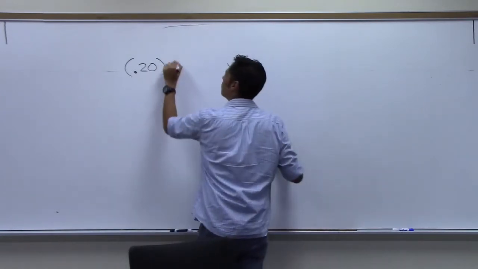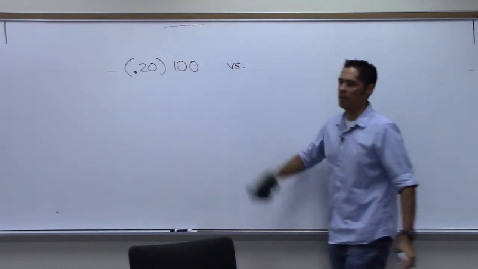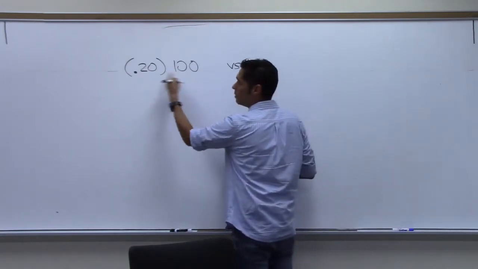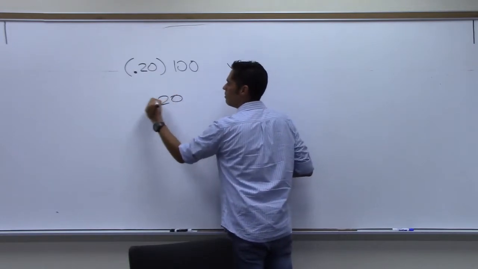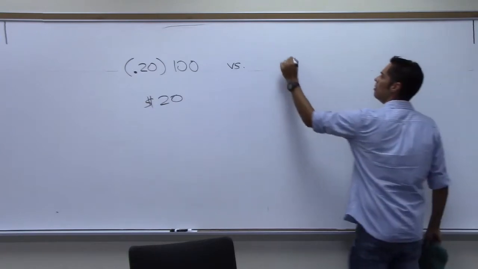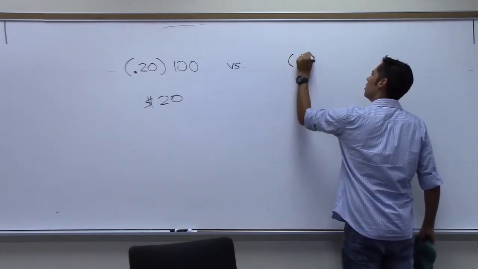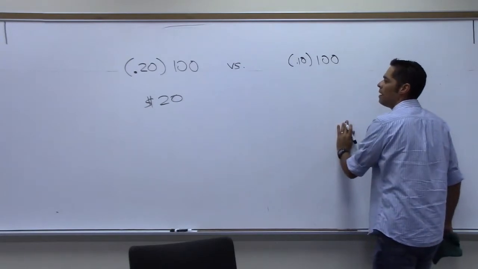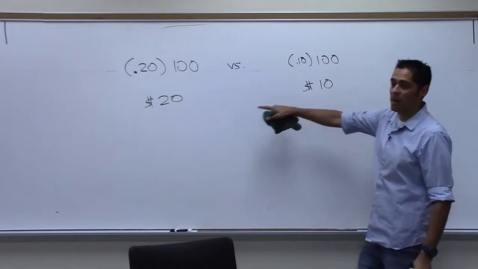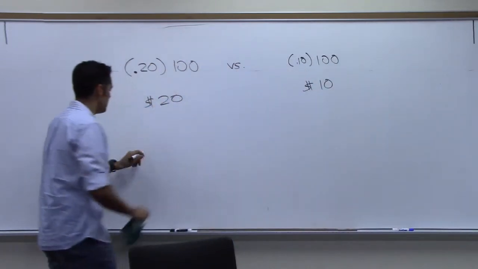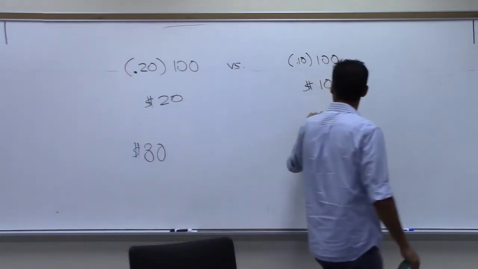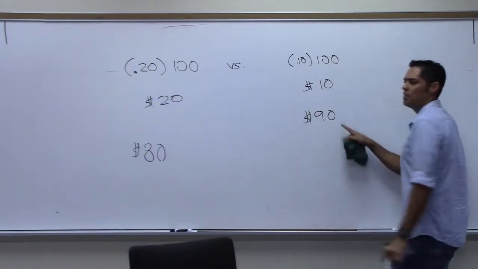Let's use $100. How much would 20% off of 100 be? $20 off, right? With me? Okay, let's do 10% off of $100. So how much would that be off? $10 off. So right now, how much am I going to pay for this one? 80 bucks. And over here, I'm going to pay how much? 90. But I get to take 10% off again.